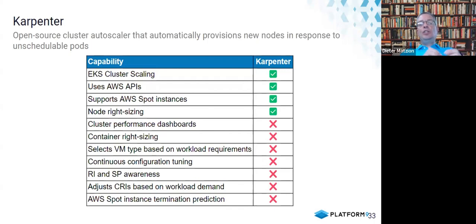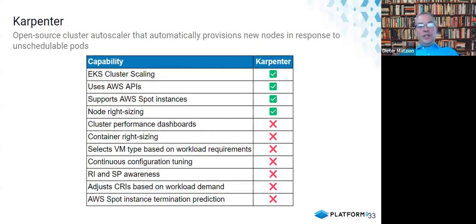It doesn't do continuous configuration tuning. What is that? That is that it observes, let's say, over time, the parameters of the horizontal autoscaler or the requested memory, the requested CPU, right? And it observes those over time, and it continuously tunes these configuration parameters to run optimally.